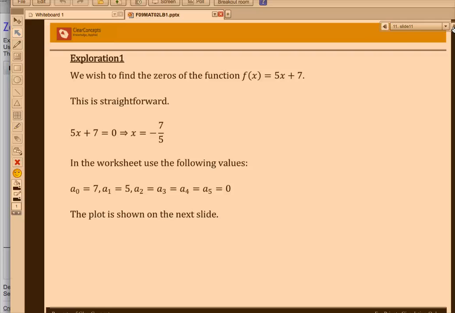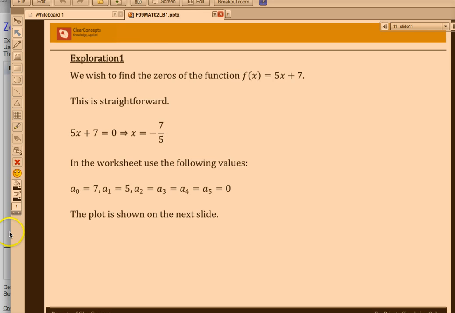Okay, very good. So this is our function f(x) equal to 5x plus 7. We want to find its zeros. We have to set this expression to 0. So we set 5x plus 7 equal to 0, and if we solve, this is pretty simple, we get x equals minus 7 by 5. Do we agree with this? Which is about minus 1.4.